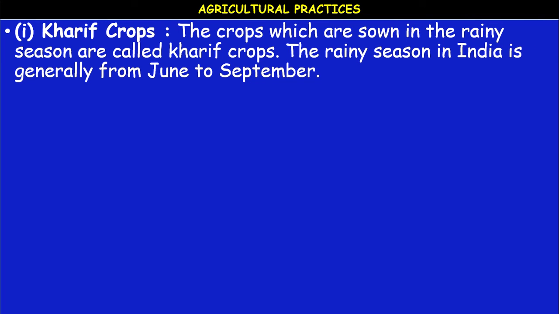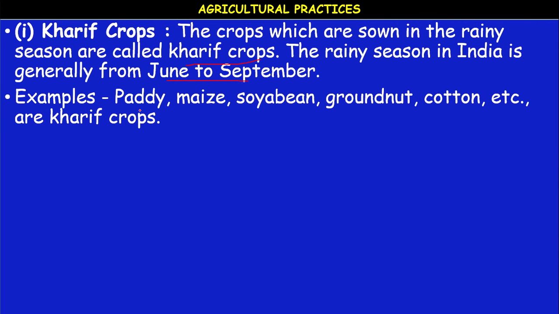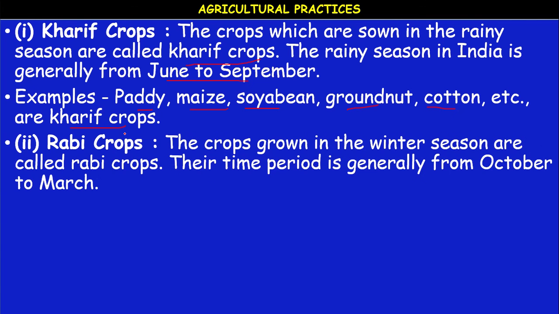Okay, the crops which are sown in the rainy season are called Kharif crops. The rainy season in India is generally June to September. Examples: paddy, maize, soya bean, groundnut, cotton, these are all Kharif crops. Okay. What are Rabi crops?